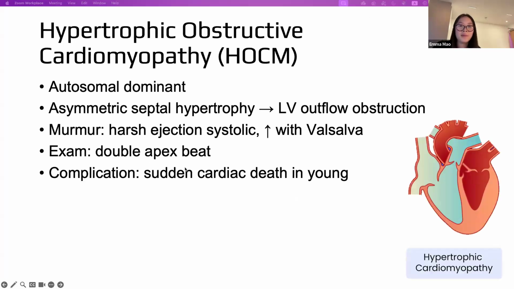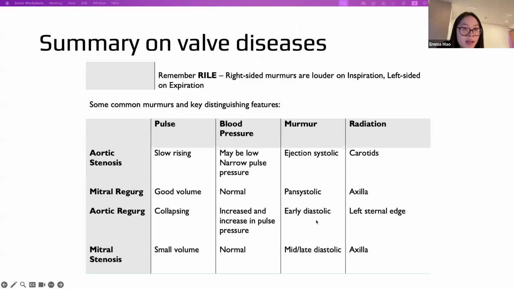Okay. And then hypertrophic obstructive cardiomyopathy. It's an autosomal dominant disorder. It causes asymmetric septal hypertrophy. So it's often on one side and leading to left ventricular outflow obstruction. And you hear a harsh ejection systolic murmur, which is increased with any Valsalva maneuver. On exam, you can hear a double apex beat, and then it's often the cause of sudden cardiac death in young people. Okay, that was a very quick run through of those. And here's a summary page.